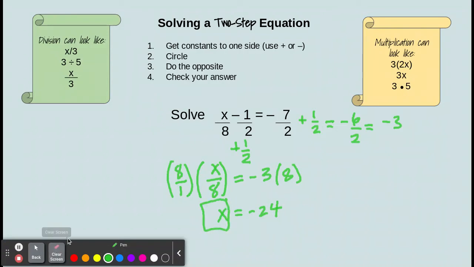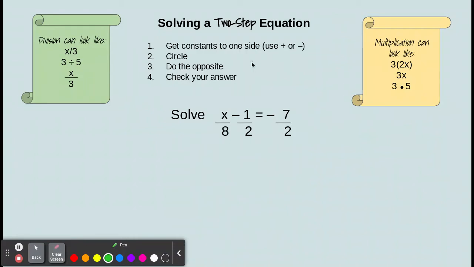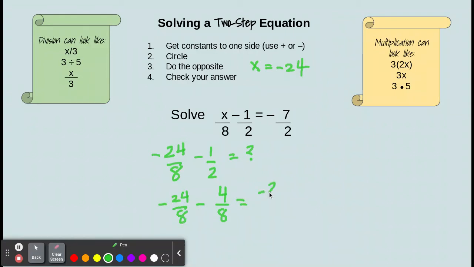So our solution is x equals negative 24, but we want to check that, and we would check it by plugging it into our original equation. So wherever we see an x, we're going to put negative 24. So our original equation becomes negative 24 over 8 minus 1/2. And what does that equal? Well, we can change this 1/2 into eighths to make it easier to subtract because we need a common denominator. And what is 1/2 in eighths? It's the same as 4/8. So negative 24/8 minus 4/8 equals negative 28/8.